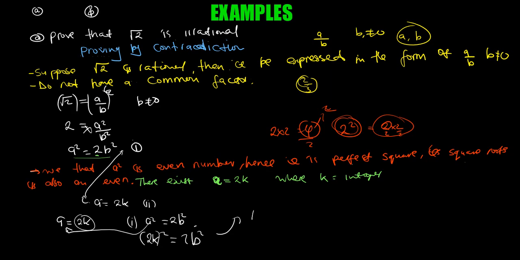This will give us 4k. 4k squared is equal to, you square everything inside there, then you distribute the power, then that will be 2b squared. From there you can divide throughout by a common factor of 2. So this will give you b squared is equal to 2k squared. You get it now? So we call that equation 3.